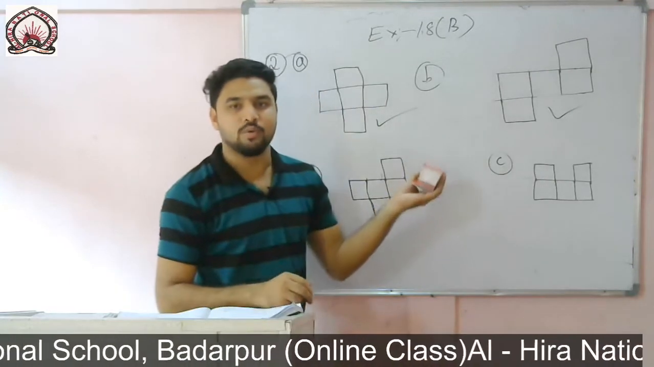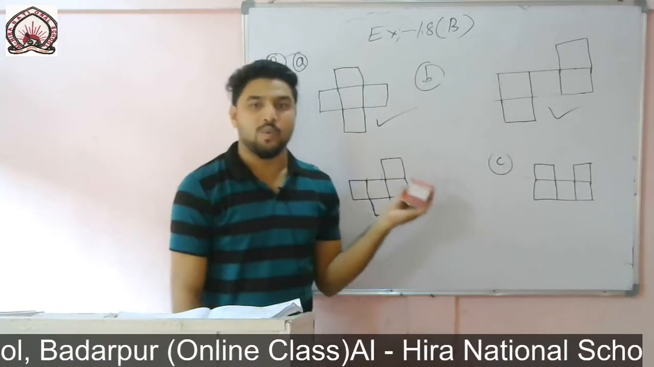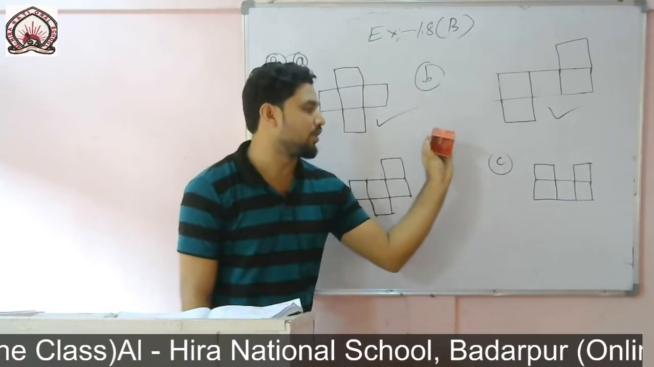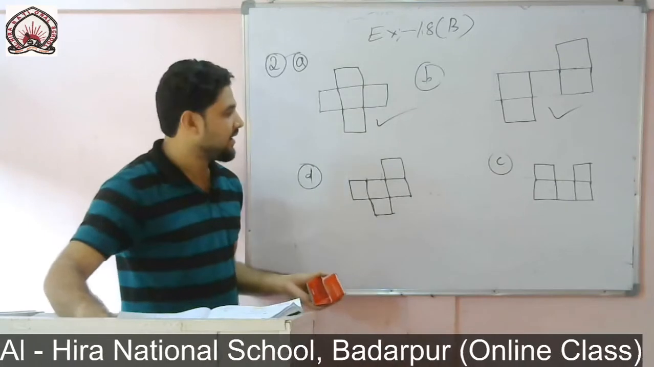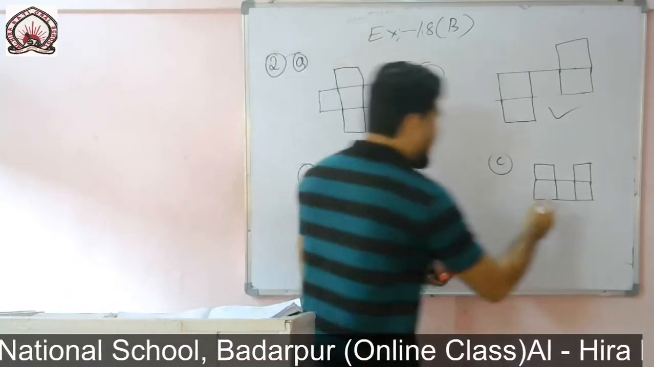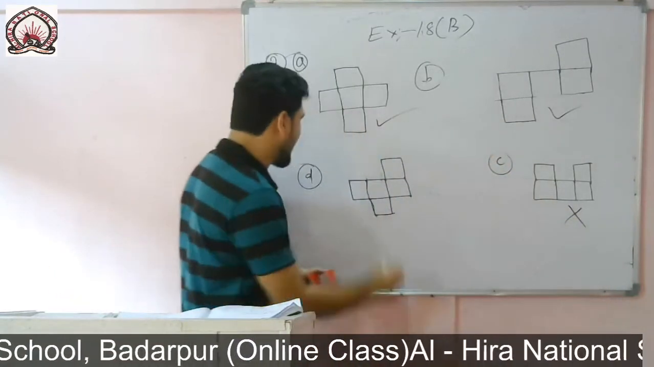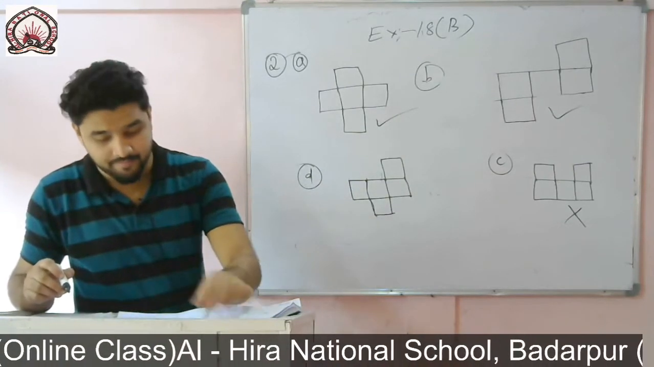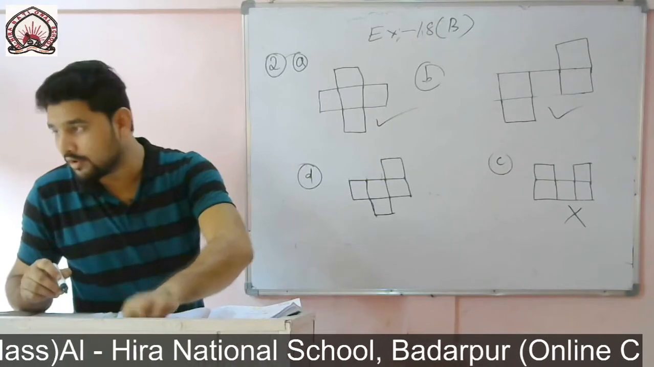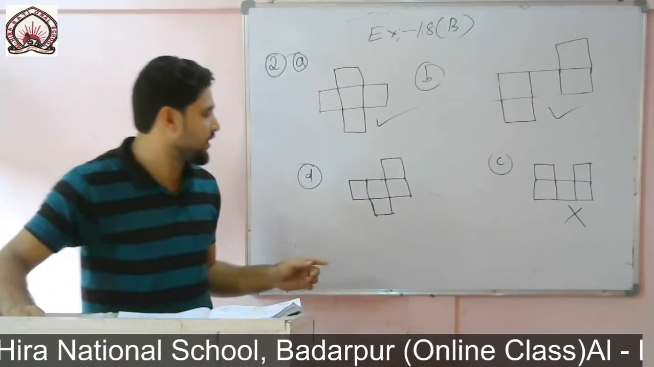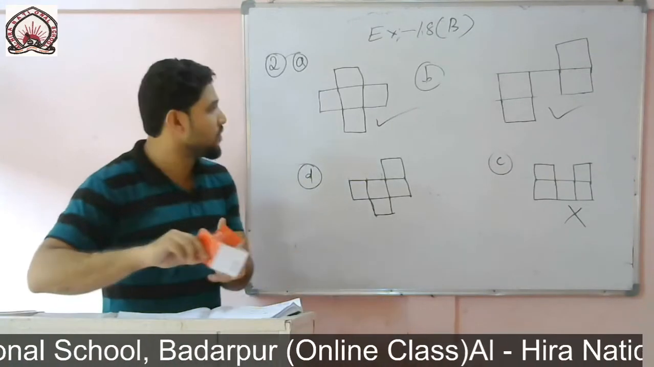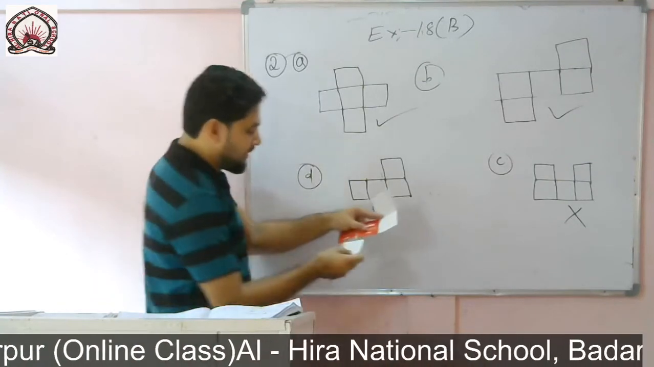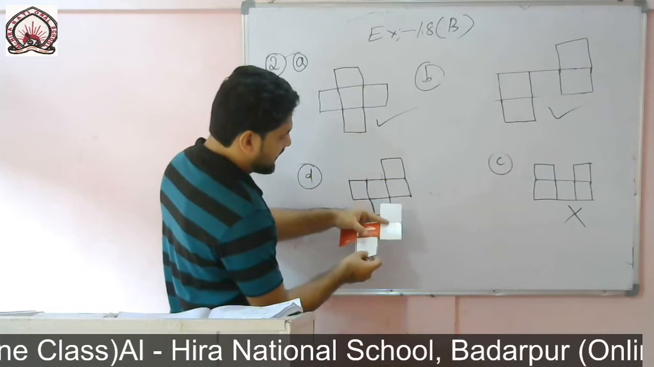Okay, but we need what? One side open, but here you see two sides remain open, so it will not form an open box. Okay, so in case of C, it is not possible. Now come to D. For D it is possible or not, you check. For D it will be possible, because you see, if I take here, then it will form a box.